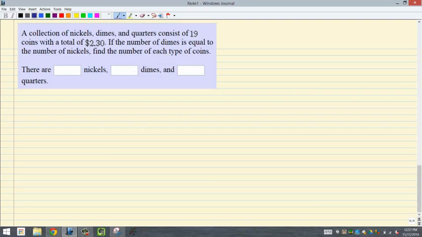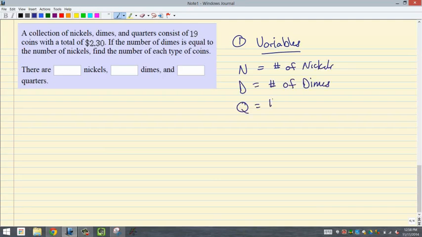And don't do that. The very first thing you want to do is ID your variables. What variables are you going to use in the equation? Now we could use x, y, and z. That's great. But I like to use variables that mean something to the story problem. N, D, and Q. So N will equal the number of nickels, D is the number of dimes, and Q is the number of quarters. Now keep in mind, this is just the number of round, silver, shiny pieces of metal. It has nothing to do with its monetary value.